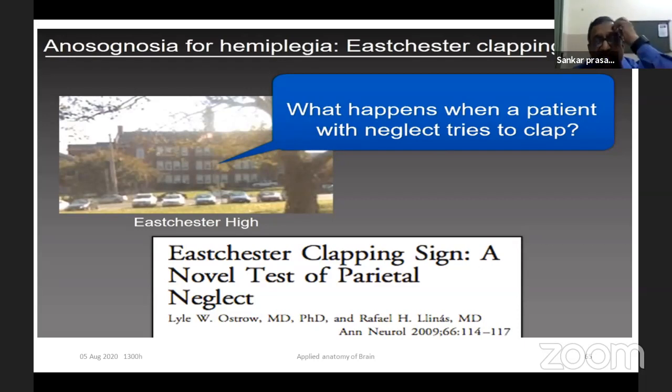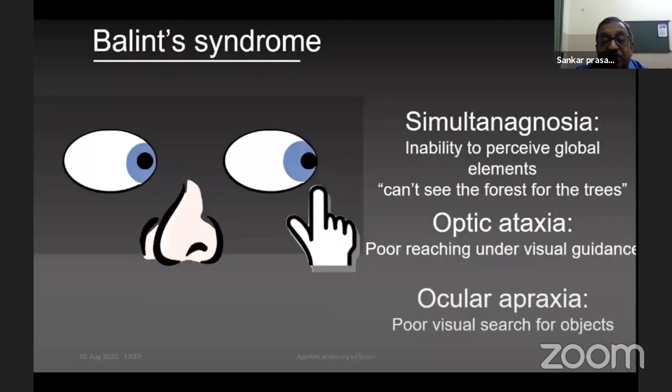So what happens when a patient with neglect tries to clap? This is one of the intelligent questions an 11th class student asked his teacher in a neglect case. They didn't know, and they rang up the Harvard Medical School and the neurologists also. They never thought about it. What's going to happen if a person with neglect is asked to clap? And then they conducted a study in their neurology patients, and they found that the individual tries to clap with one hand only. That's how it has become the Eastchester clapping sign, a novel test of parietal neglect. So anosognosia is detected by asking the patient to clap and finding out.